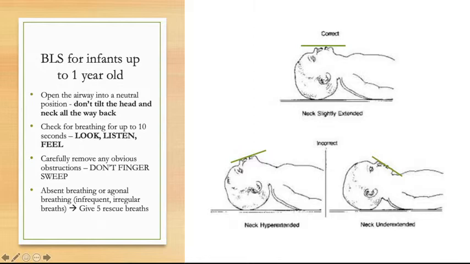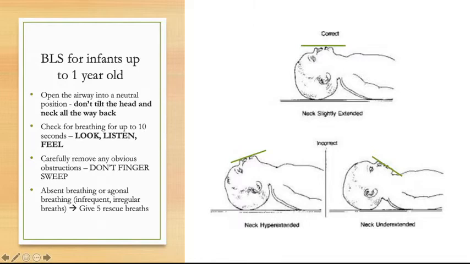As you might have noticed if you look at my slides, the title says BLS for infants up to 1 year old. There is a difference between doing resuscitation for infants, so babies up to 1 year old, and children who are older than 1 year old. I'll stick with infants first, and then I can talk about the different techniques for a child later.